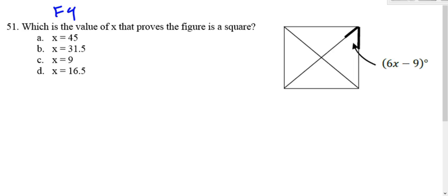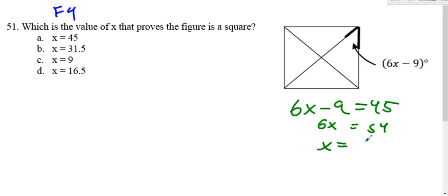If this is a square, this angle right here has to be 45 degrees because it's a 90-degree angle that gets cut in half. So 6x minus 9 equals 45. Add the 9, you get 54. And then divide by 6, so you get x equals 9.